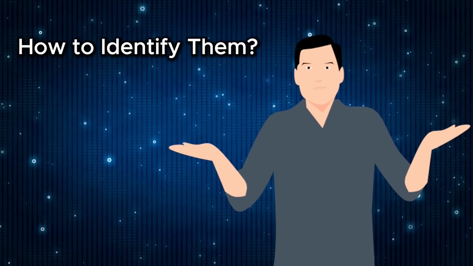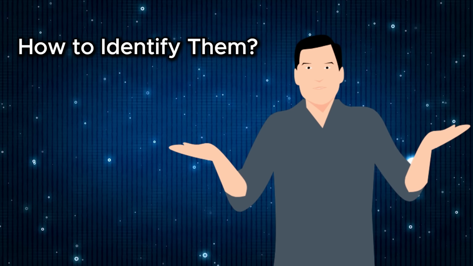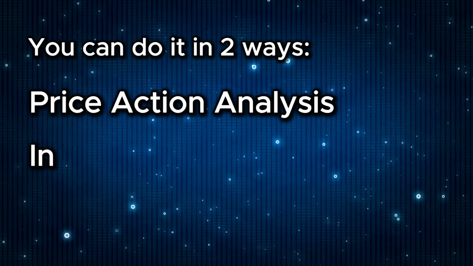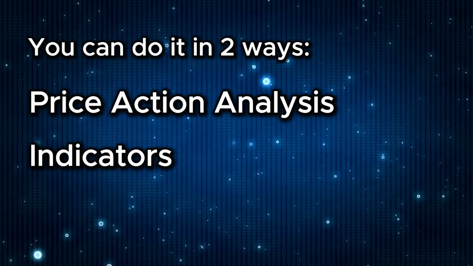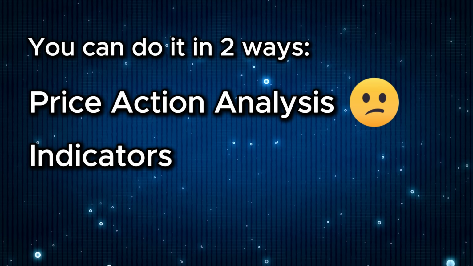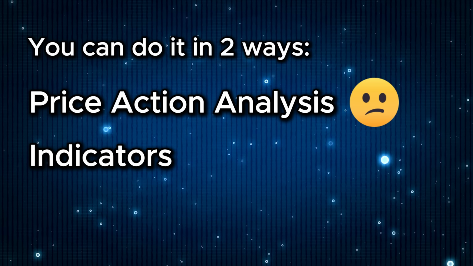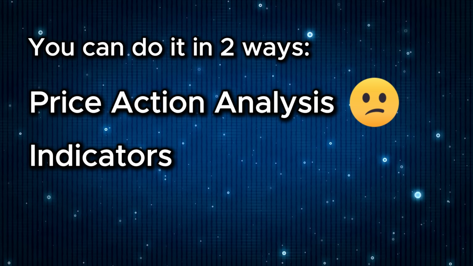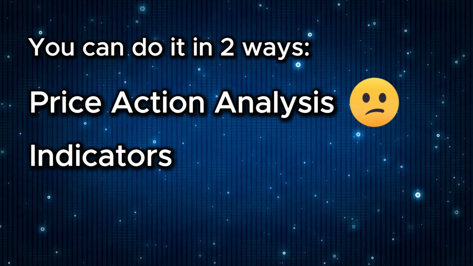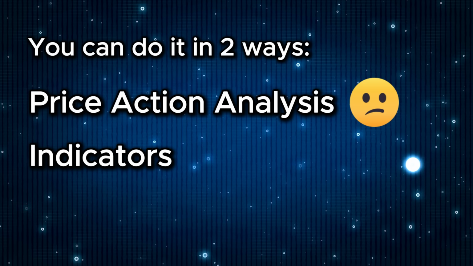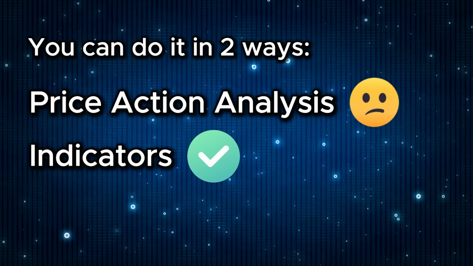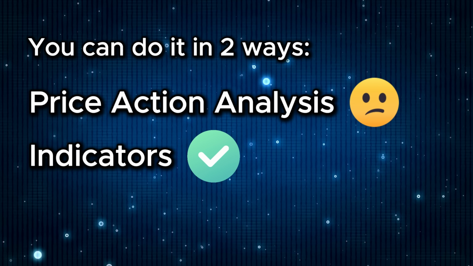And now you may ask how we can identify order blocks on the chart. You can do it in 2 ways: price action analysis or indicators. Identifying order blocks with the help of price action is not easy, and it needs many years of experience to correctly identify order blocks on the chart. This can be really challenging for beginners or even traders with several years of experience.